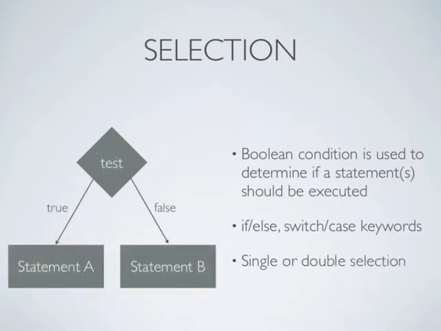Another type of selection structure is called a double selection structure. This would be one where the test decides between two groups of statements which ones to execute. So the test would still be a Boolean condition, and if that Boolean condition evaluates to true, then one group of statements would execute. If it evaluates to false, then it would be a different group of statements that executes.